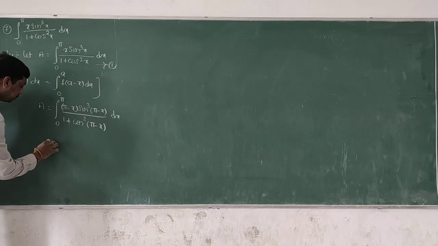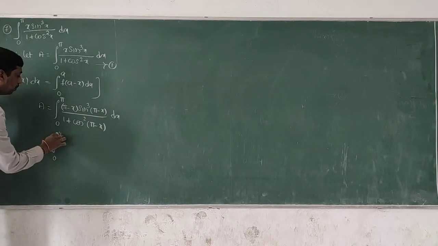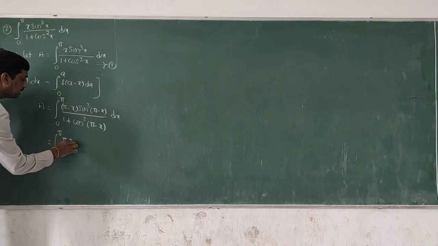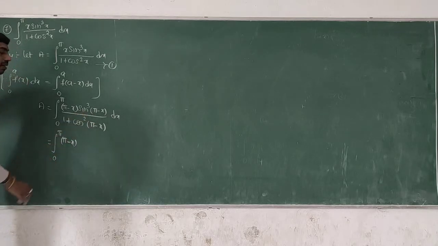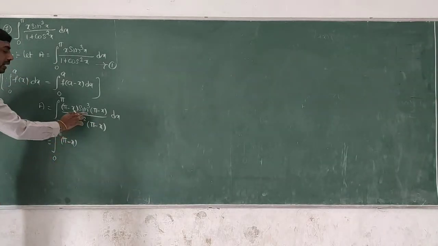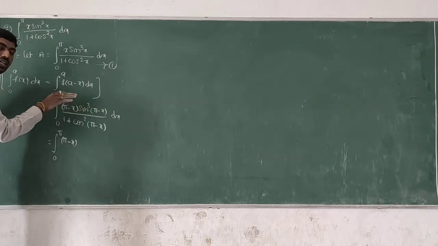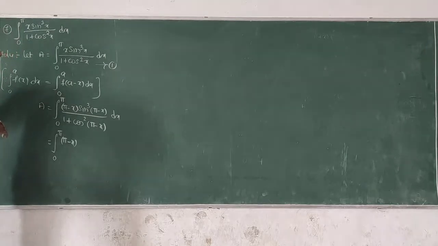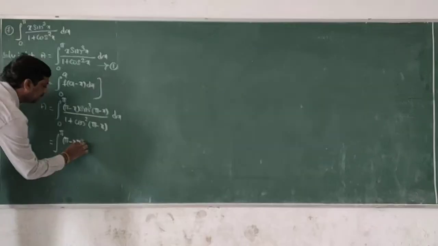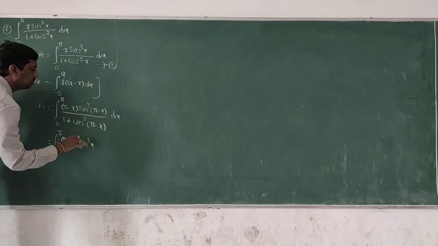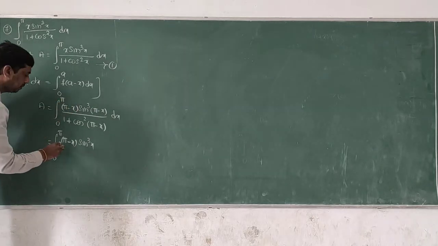Now integration 0 to pi, pi minus x into sin of pi, 180 minus theta. Second quadrant sin is positive. Okay. So sin function, keep it as is. That's why we get sin of 180 minus theta equal to sin theta only. Okay. So that's sin cube x only. Okay. Whole cube now. That's right.